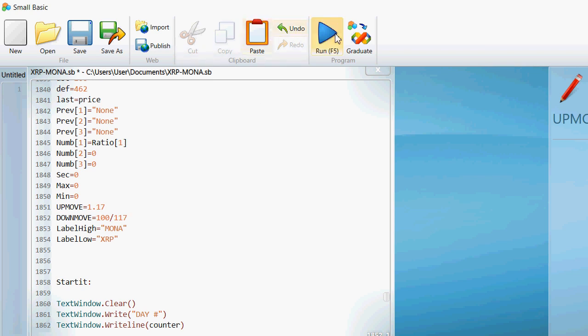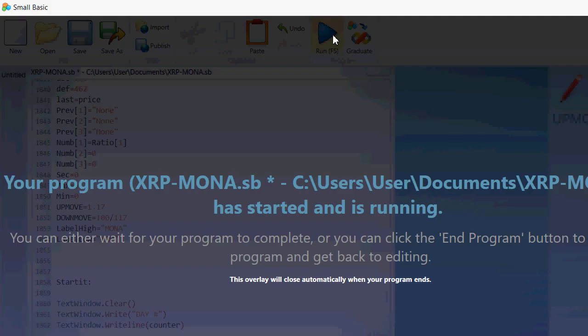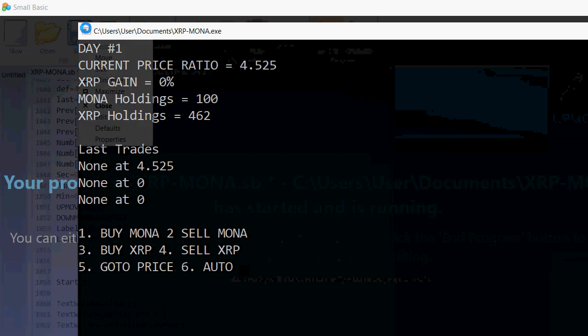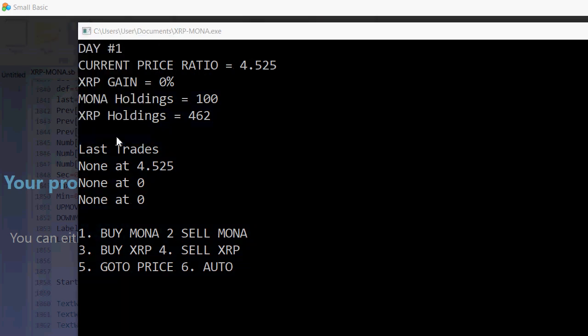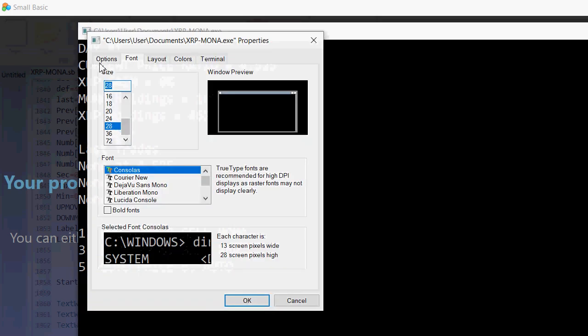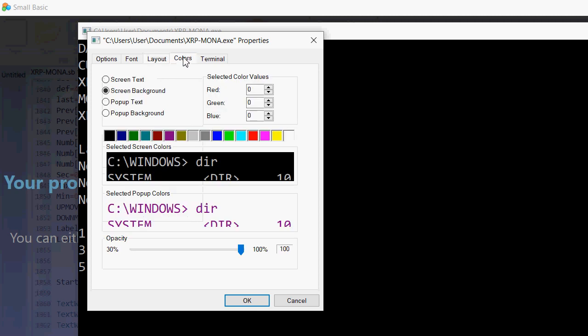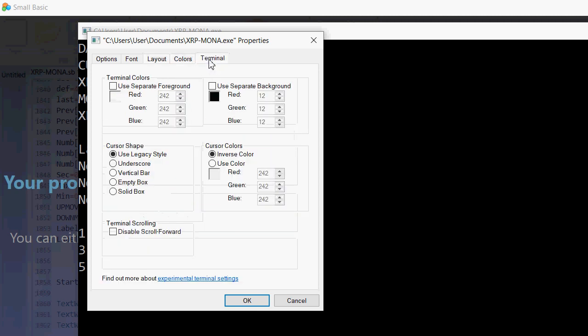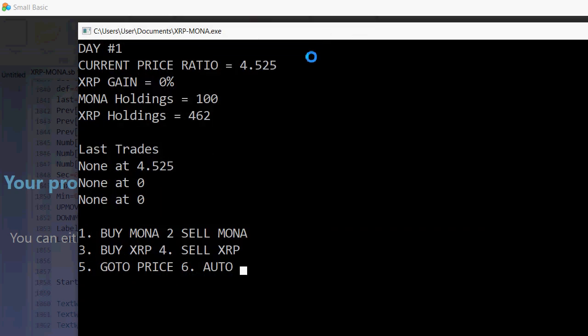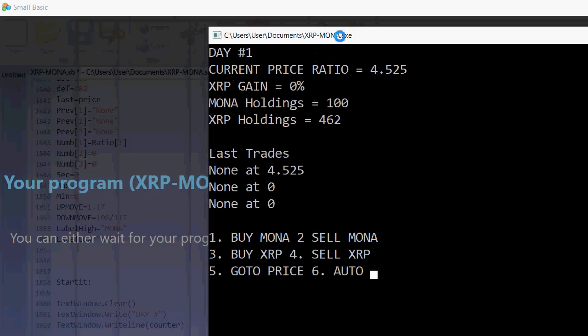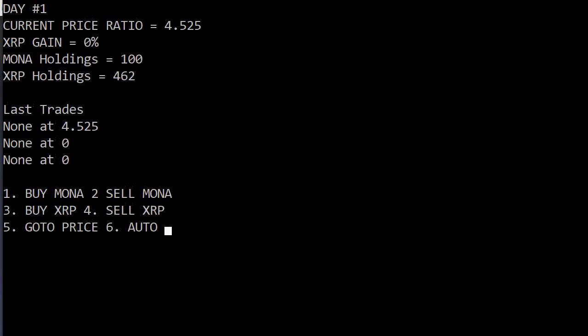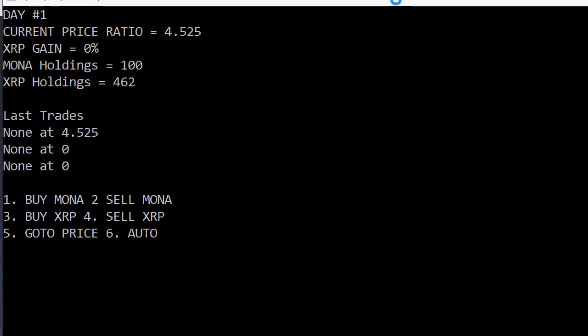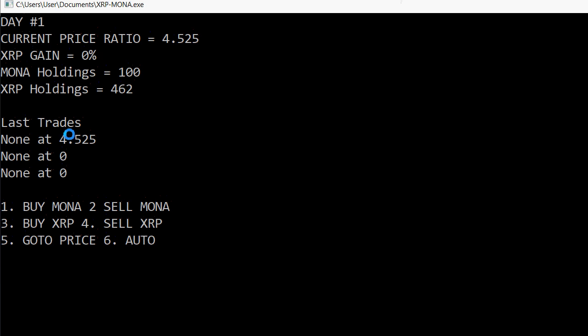I'm going to run the program and it's going to pop up. If you're playing it here, properties, I have a 28-point font. You can play around with it if you can understand this stuff better than me. Maybe you can make it look better. I don't know. But it's got what I need in here. We have the day number. There's over 1,800 we're going to go through. We have the previous trades and then the 6 options.